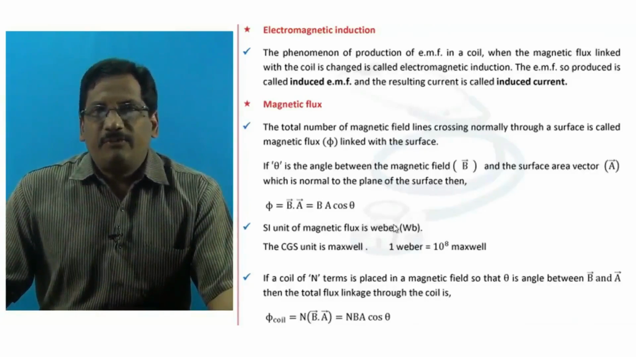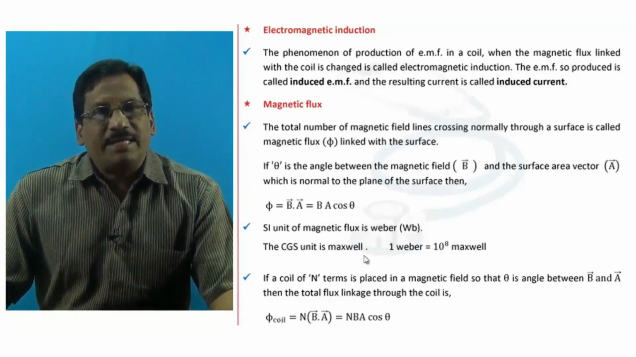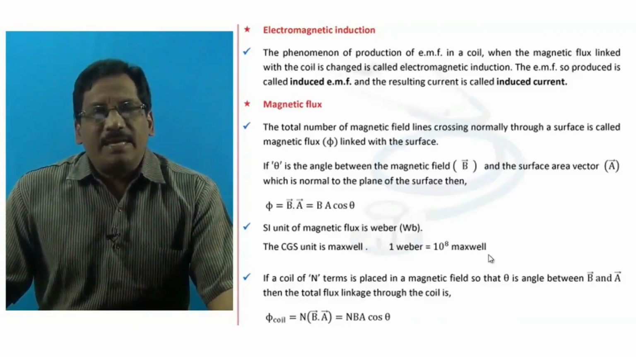The SI unit of magnetic flux is Weber and the CGS unit is Maxwell, and 1 Weber equals 10 power 8 Maxwell.